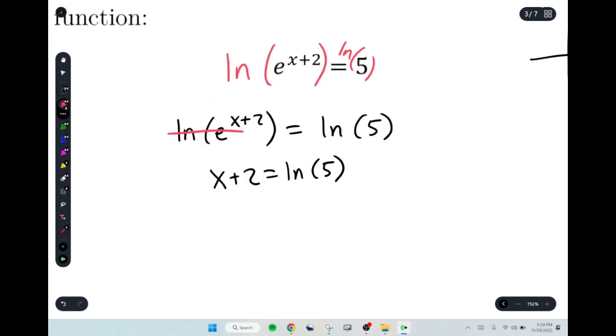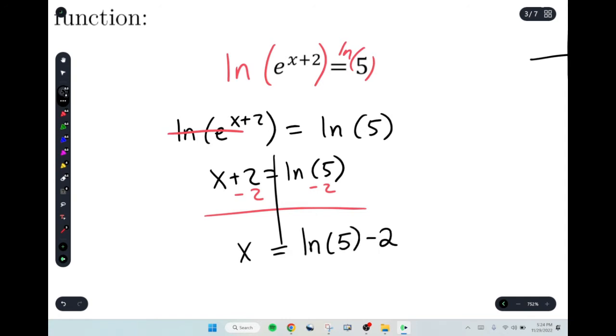We're almost done, but I think we need x by itself. So don't be a hero. What's ln of 5 minus 2? I don't know. None of us know. You don't need to know.